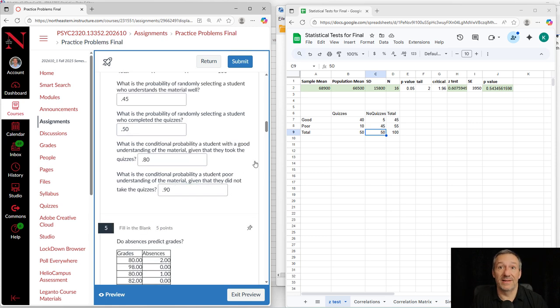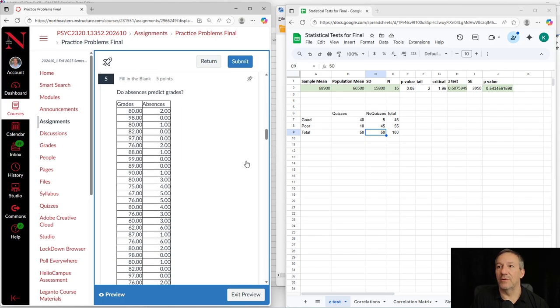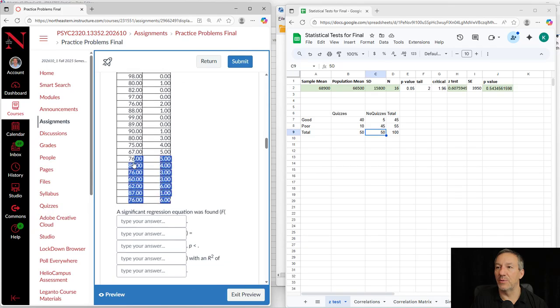That's how it happens, though. It's like you're taking the test and you're going to miss a couple just because you make a kind of silly mistake. Okay, do absences predict grades? If you see the word predict, that means we're talking about a regression. And since it's one variable predicting one other variable, we are talking about a simple regression.